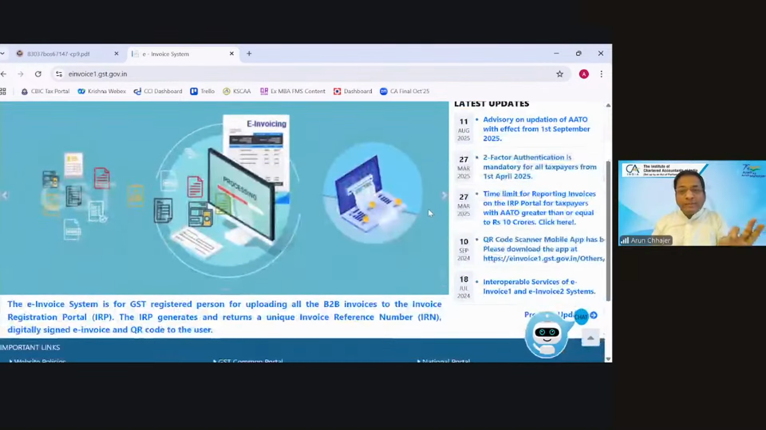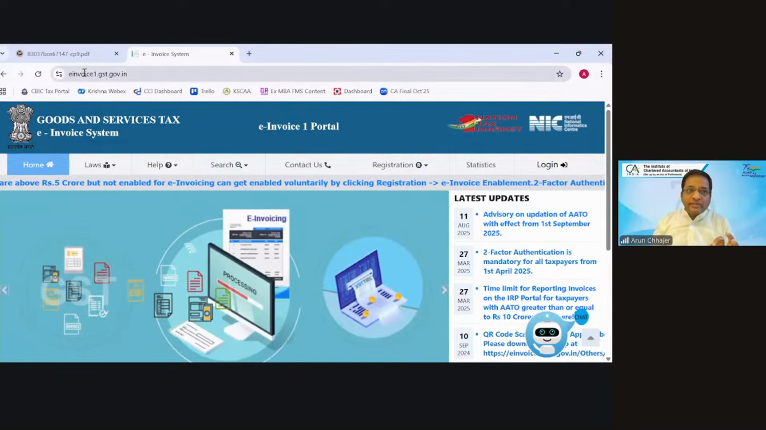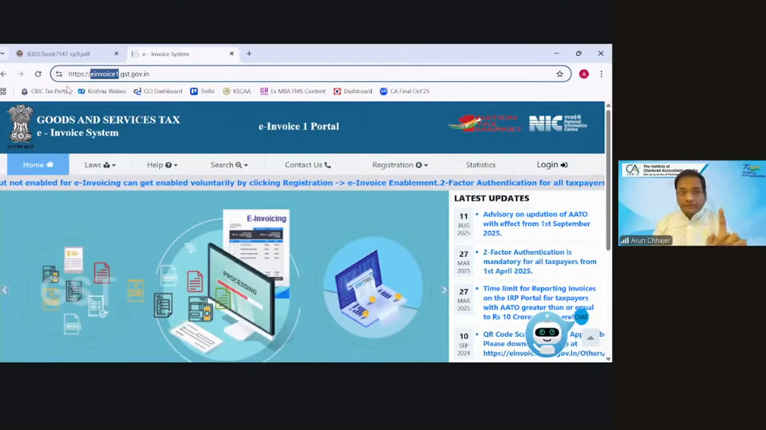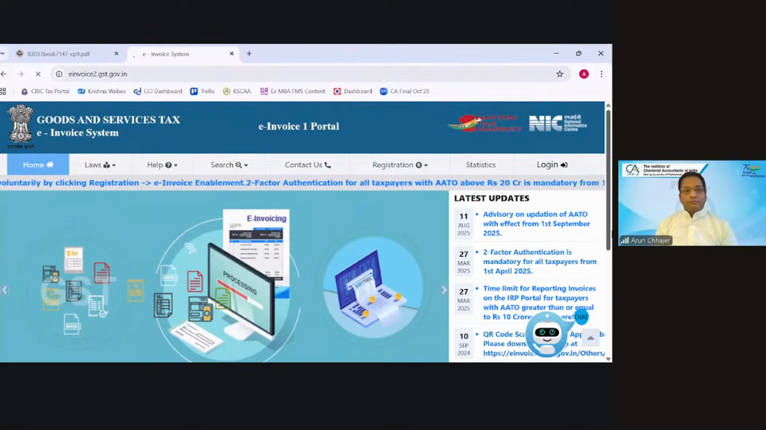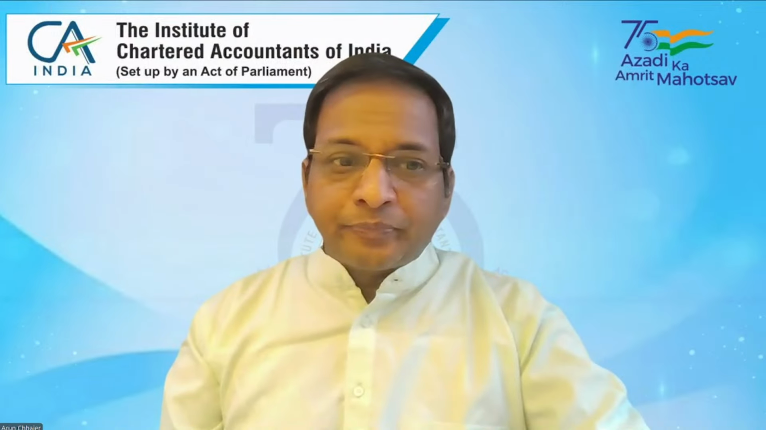Then you need to prepare the INV1. So there is a notified portal, e-invoicing. This is like e-invoice 1, correct? Similarly, there would be e-invoice 2 also. Government has notified 10 portals for preparation of e-invoicing. This is the government portal, correct? And you need to submit the details for preparation of e-invoicing.